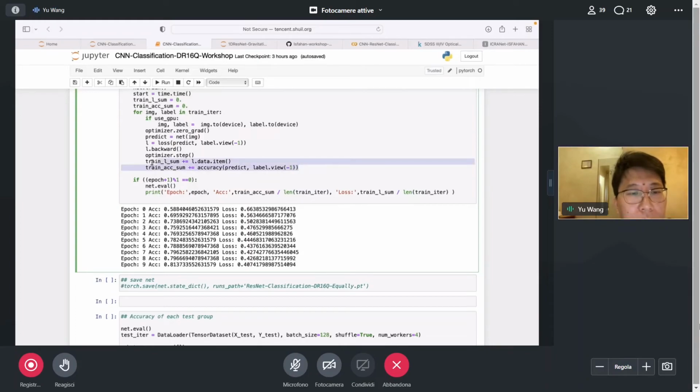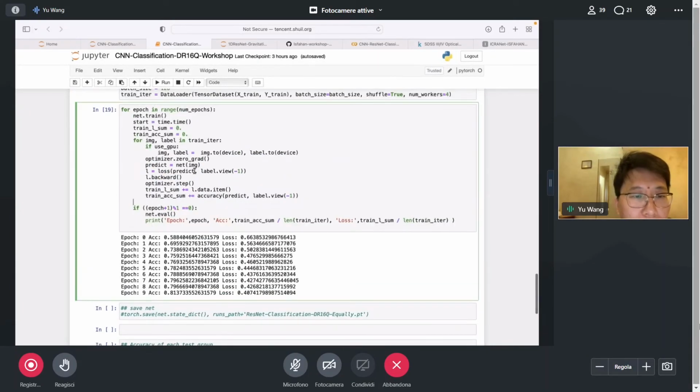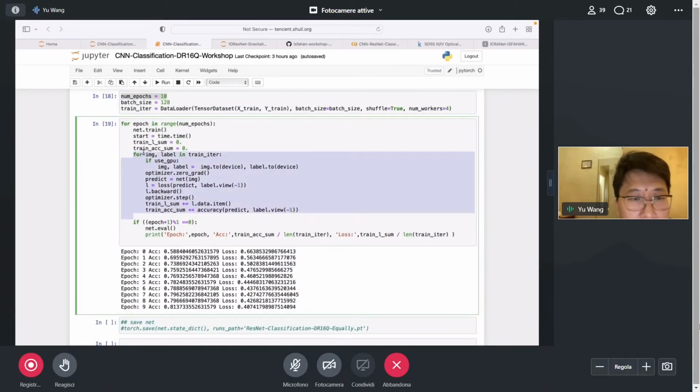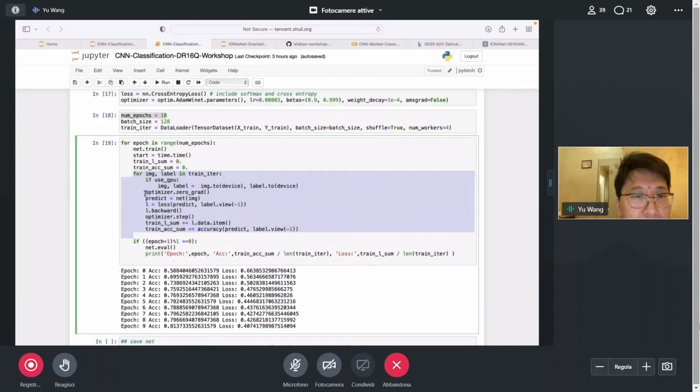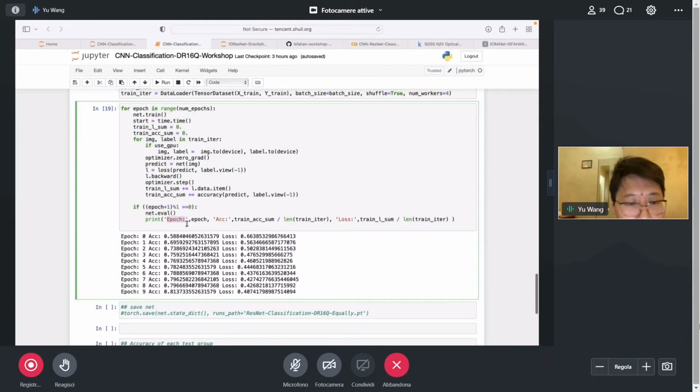Here is just for the outputs. You see this for loop reads one batch size of data, then it repeats until finishing one epoch, until finishing all the samples, and it goes to the next epoch to train the data again. For each epoch we show how the accuracy changes. We can run it now.